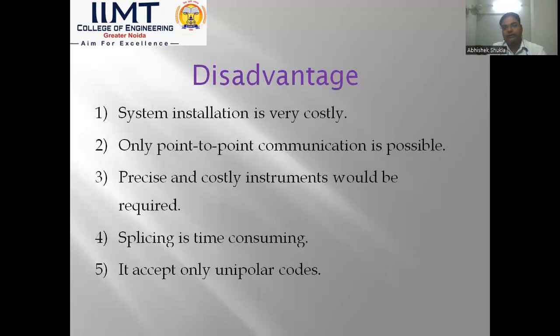Also, if something has advantages, it also has some disadvantages. That is, system installation is very costly. So only point-to-point communication is possible through this technique. Precise and costly instruments would be required for the proper installation. The splicing is also time consuming, and it accepts only unipolar codes. Means if we are converting the signals into some code, it requires some hectic codes for the transmission of our signals.